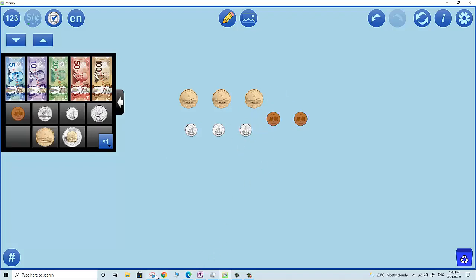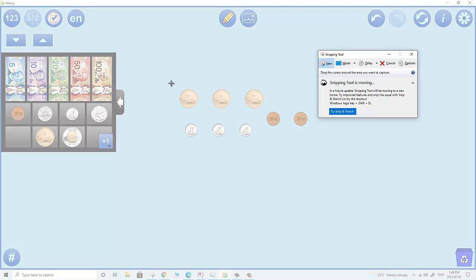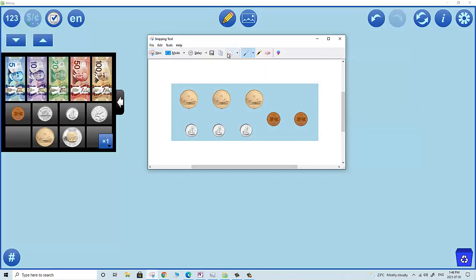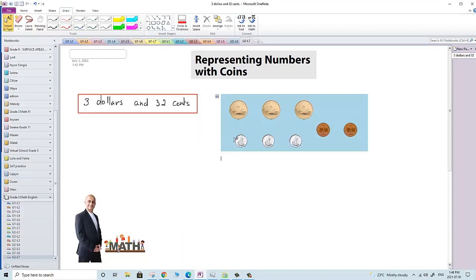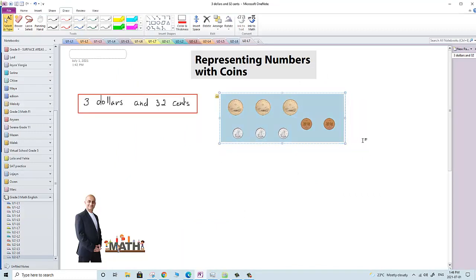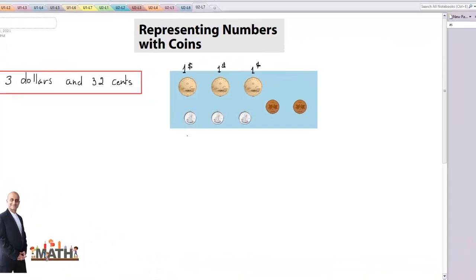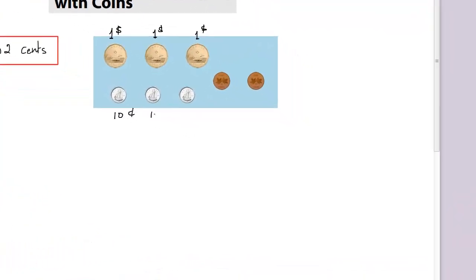So if I take a picture of this, I can say to the teacher, I did it already. This is how I can represent for you what the meaning of $3.32 is, and I can write even to make sure that the teacher can understand that this is $1, this is another dollar, and this is another dollar. That means $3. And here this is 10 cents, 10 cents and 10 cents. That means 30, and 1 cent and 1 cent for the 2.